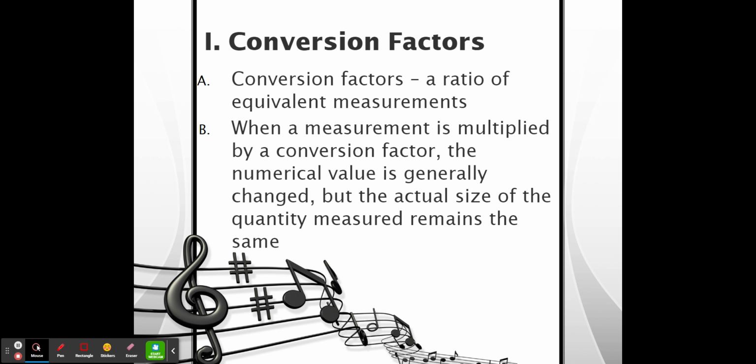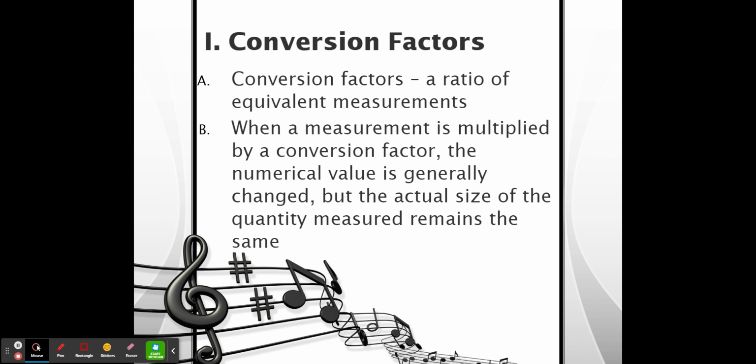When a measurement is multiplied by a conversion factor, the numerical value is generally changed, but the actual size of the quantity measured remains the same. So if you think of the 12 inches equals 1 foot thing, if I've got 3 feet, I'm going to have 36 inches. So the number changed from 3 to 36, but my 3 feet is still 36 inches. I didn't actually change the size of it. And so that's what's important.